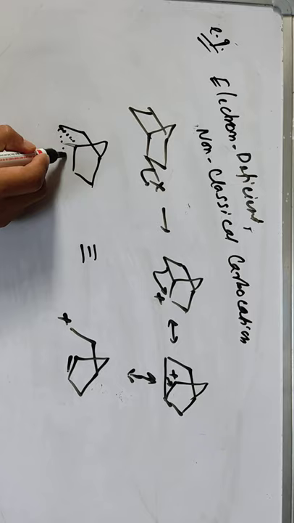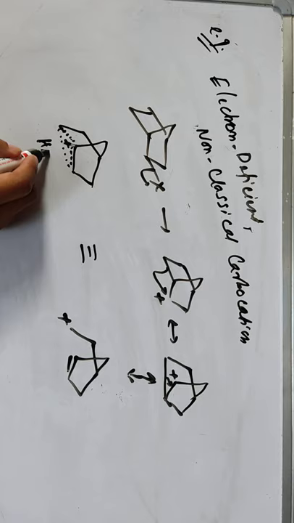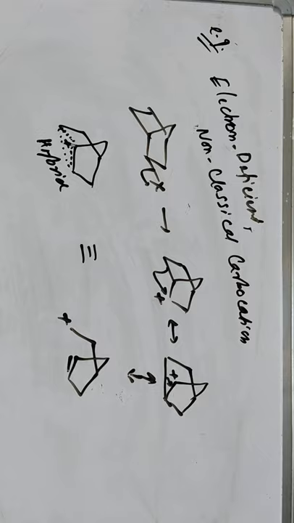So you put this out here, okay. So this is a hybrid, or you can say non-classical carbocation. So these are examples of electron deficient non-classical carbocation. Here, no double bonds are involved, no pi electrons are involved, only the sigma electrons are moving.